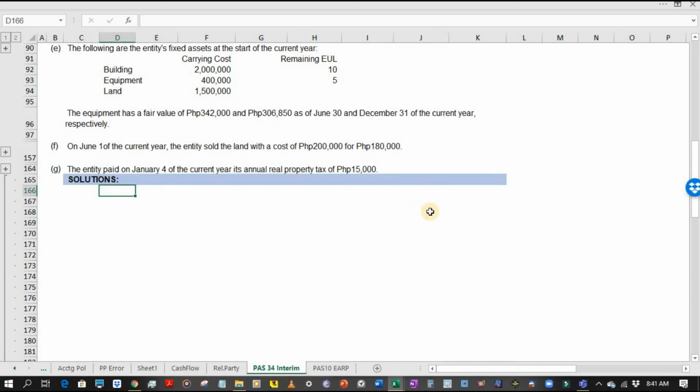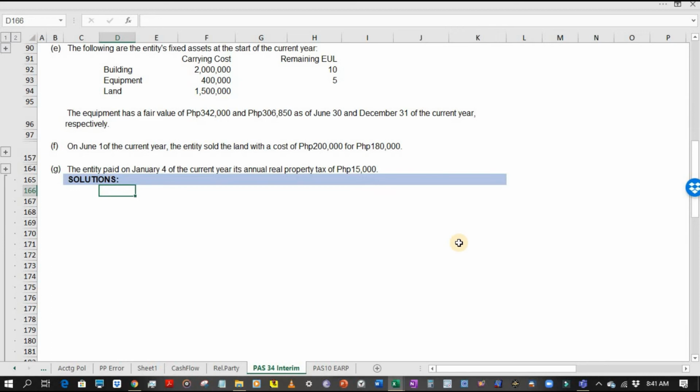So now let us proceed to letter G. The entity paid on January 4 of the current year its annual real property tax of 15,000 pesos. So the real property tax will cover one whole year because this is the annual property tax. So this is 15,000 pesos.